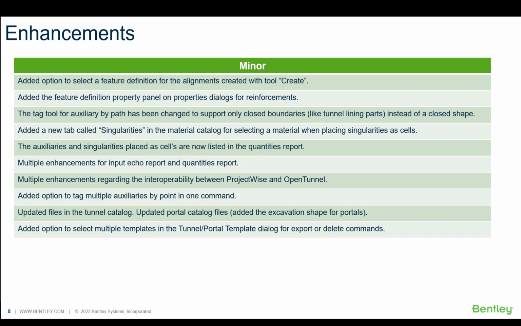We have added a new tab called singularities in the material catalog for selecting a material when placing singularities as cells. The auxiliaries and singularities placed as cells are now listed in the quantities reports. Then we have the multiple enhancements for input echo reports and quantities reports. We have multiple enhancements regarding the interoperability between ProjectWise and OpenTunnel. We have added option to tag multiple auxiliaries by point in one comment.